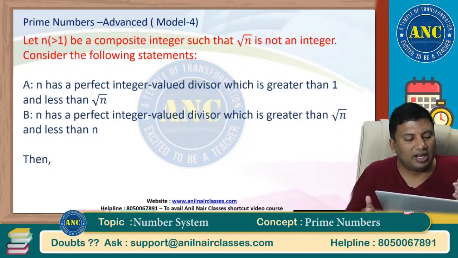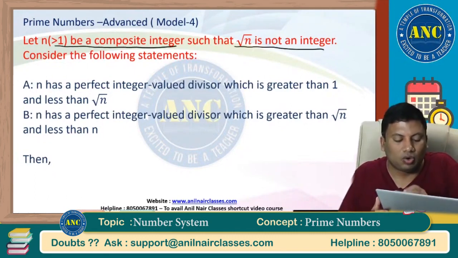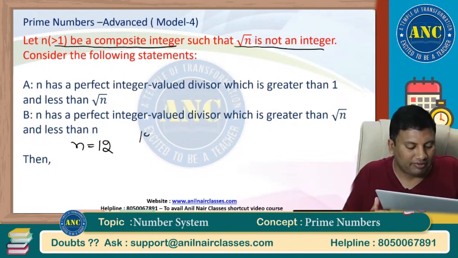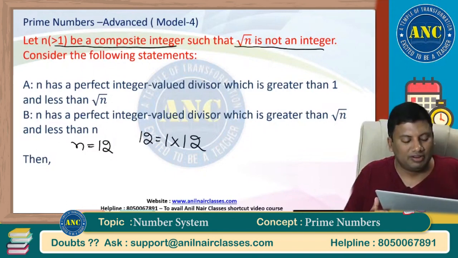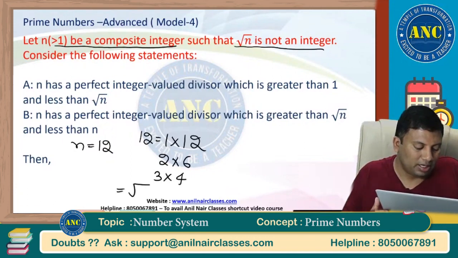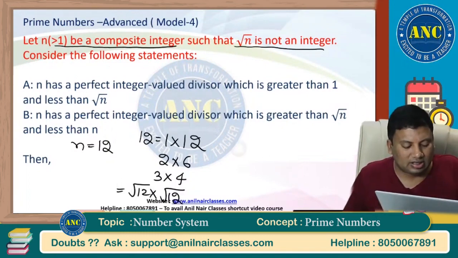Next, another variety of a question. N is a composite integer. Root n is not an integer. Suppose let me take n equivalent to 12. 12 can be written as a product of two factors: 1 into 12, 2 into 6, 3 into 4. It can also be written as a non-integer, root 12 into root 12, which is nothing but 12.